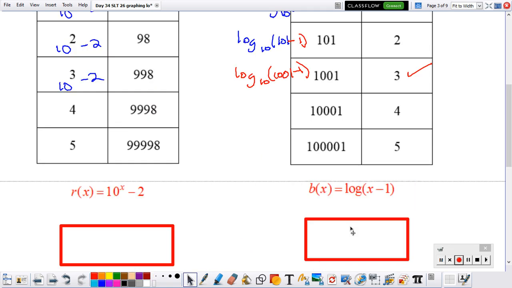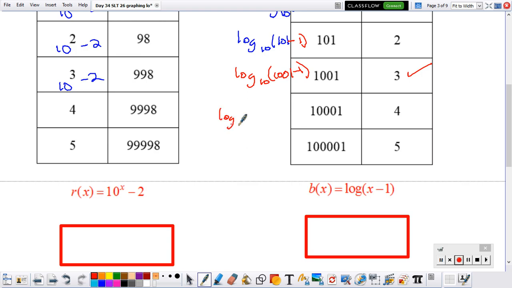Okay, and so our function is just going to be log base 10 of x minus 1. Again, I really can't emphasize enough, once you think you have your function, it's important to go ahead and check it. So like log base 10 of 10,001 minus 1 would be 10,000, and then that's 4.